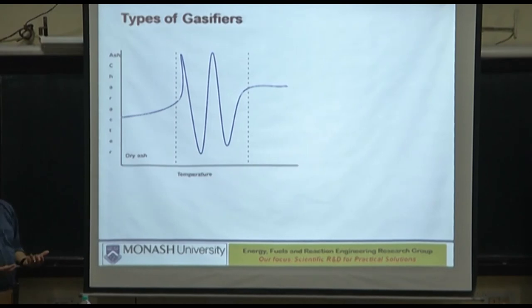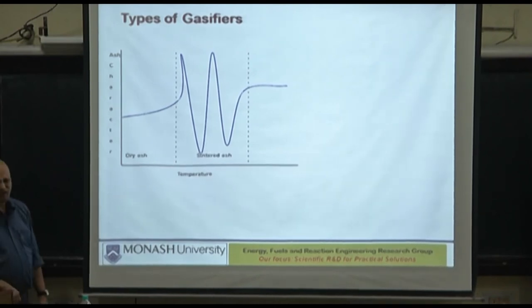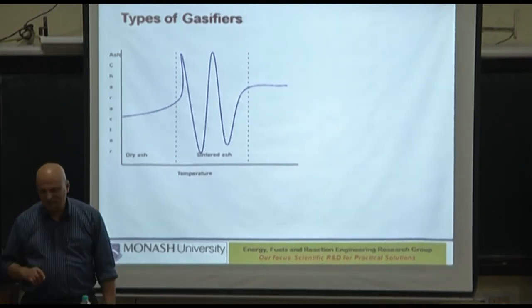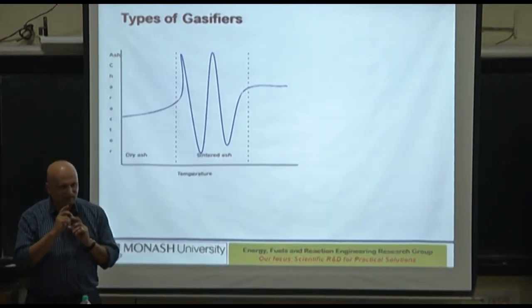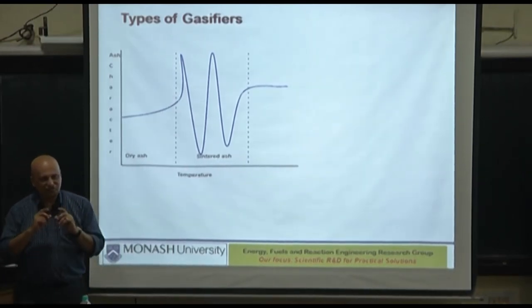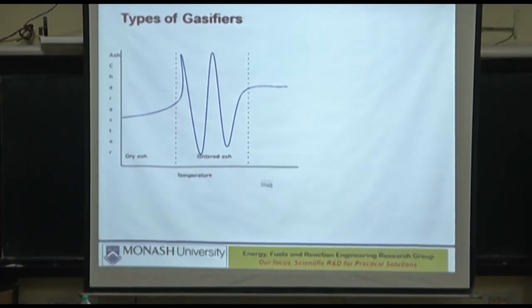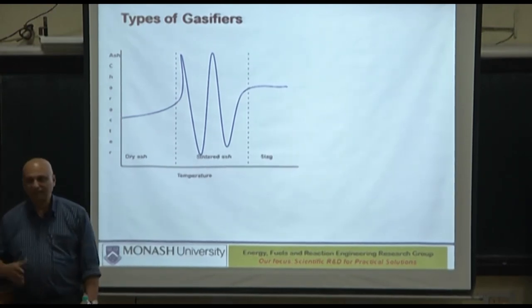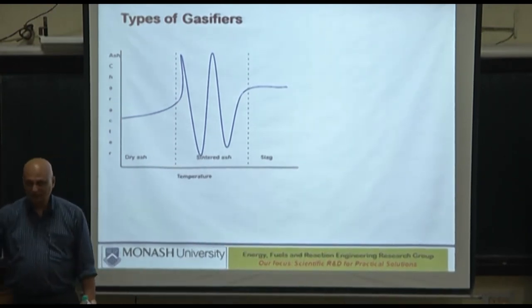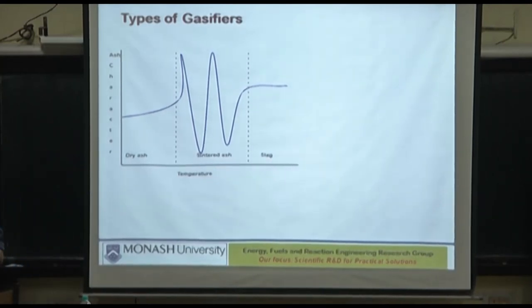In the low zone, if you operate there, you will get the ash in dry form. Somewhere here, the ash will become not just dry, but it will also sinter. Sinter means on the surface, changes are taking place. And on the other side, the ash will come out as molten slag. Now, forget about the slagging that we discussed this time yesterday. But this is what will happen.